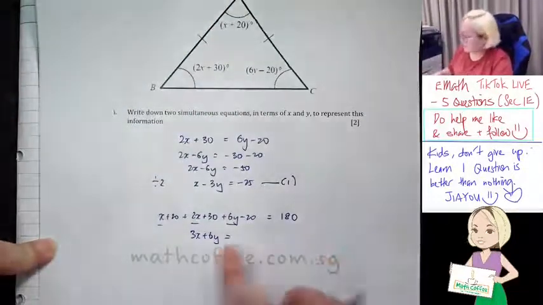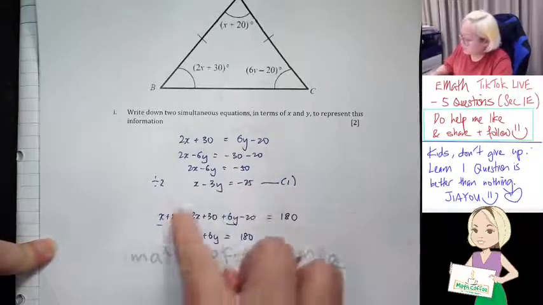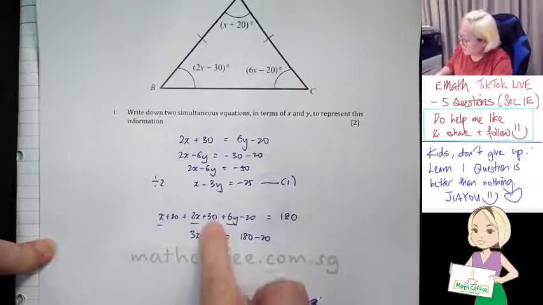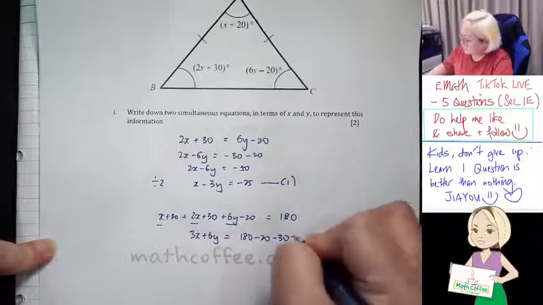Okay, so 180. Now I'm going to bring all the numbers over. Plus 20 brought over is minus 20. Plus 30 brought over is minus 30. Minus 20 brought over is plus 20.